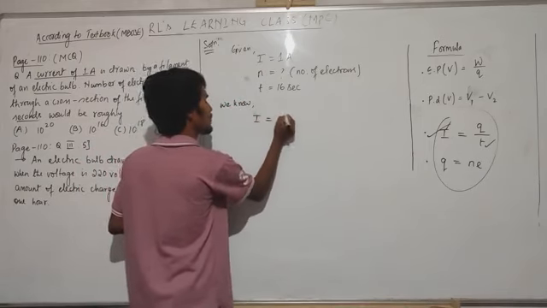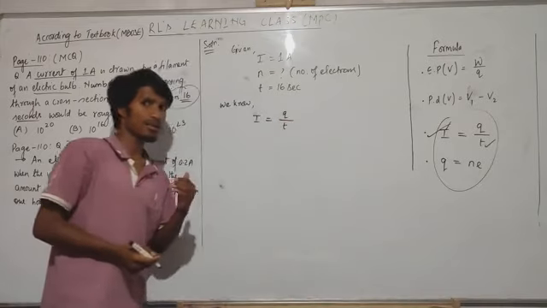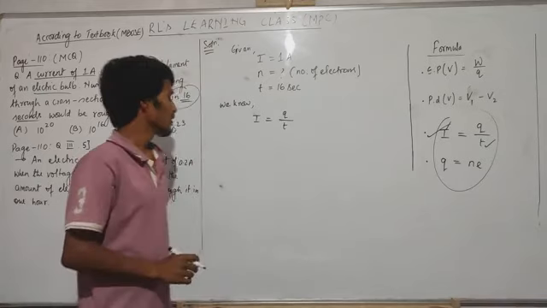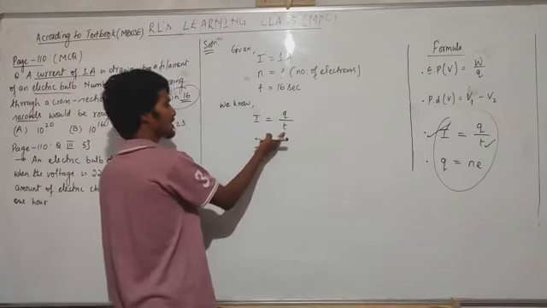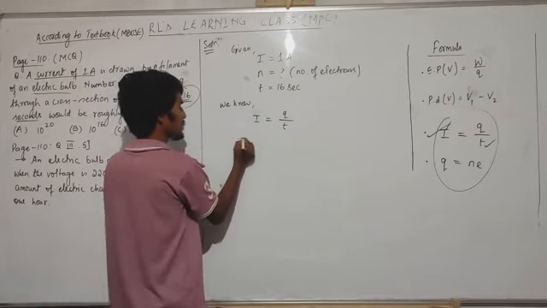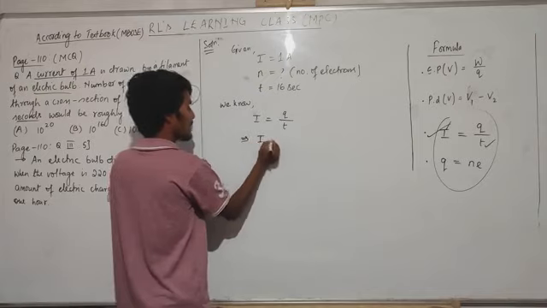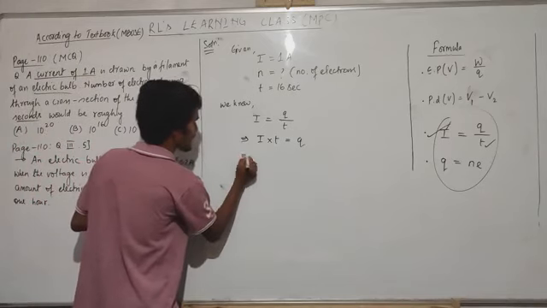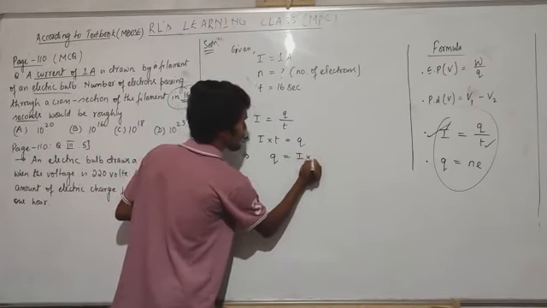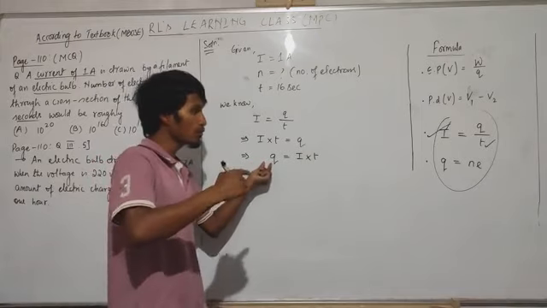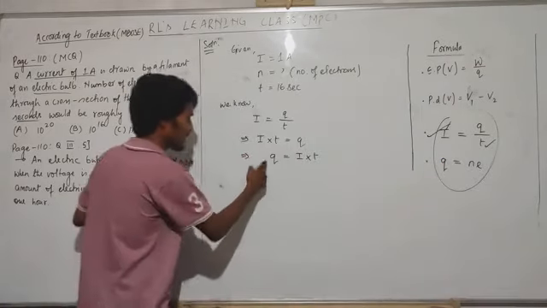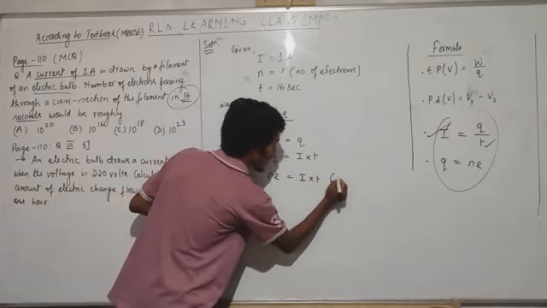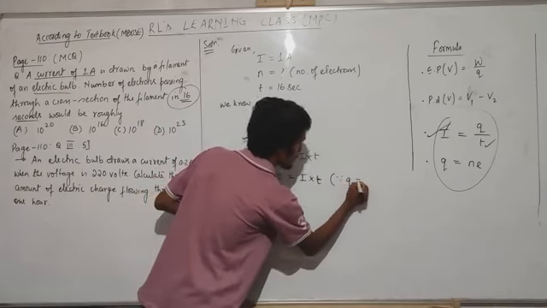We know I is equal to Q by T. This is the relation between current and the charge that flows in a conductor in time T. Now if I take this T to this side, cross multiply, then I into T equals Q, or I can exchange this: Q is equal to I into T. But what is the value of Q from this formula? Q is equal to NE. Then I can replace Q with NE. This is equal to I into T. I can write here, since Q is equal to NE.